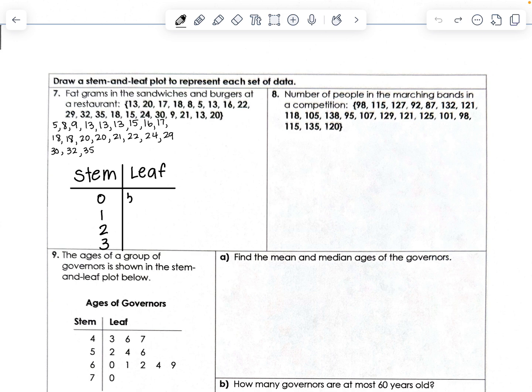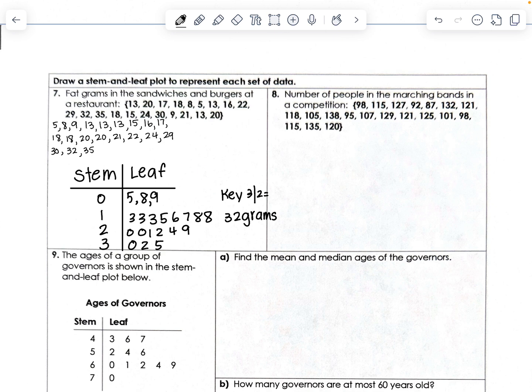Actually, let me write that a little better for you guys. 5, 8, and 9. And then what goes with 1? 13, 13, 13, 15, 16, 17, 18, and 18. 2, we had 20, 20, 21, 22, 24, and 29, and then our largest numbers were 30, 32, and 35, and then don't forget to write your key. 3 | 2 equals 32 grams. Okay? And that's all you have to do.